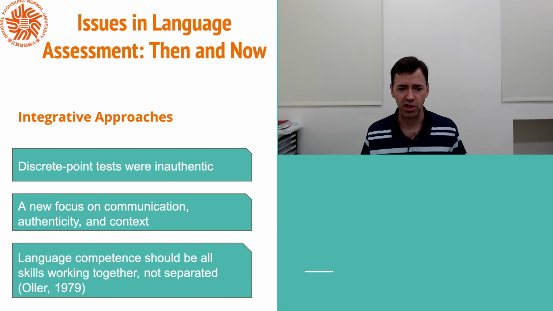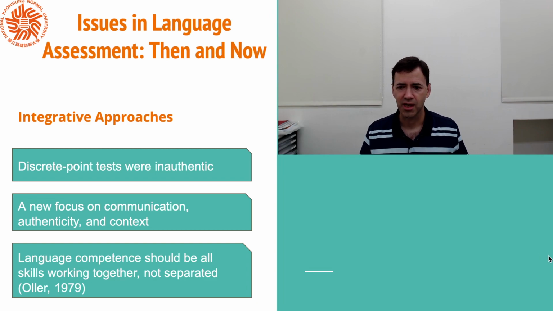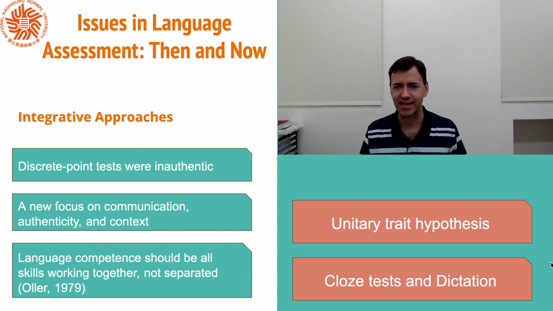So there became this focus on communication, authenticity, and context. And they realized that language competence is all the skills working together, not separated into the 4 skills. And so they created something called the unitary trait hypothesis, which means you had to test the skills all together. Unfortunately, it didn't really become a proven theory in research, so this is not something that we talk about anymore. But the idea about testing language use instead of the individual skills, this is something that we continue on today.